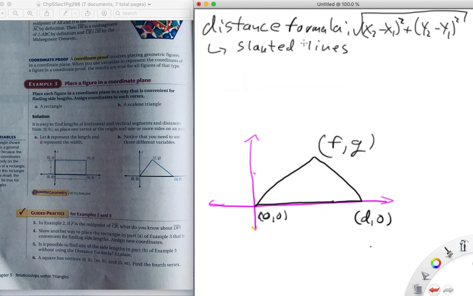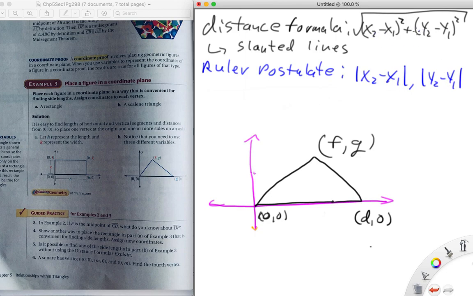But we can use something else. We can also use the ruler postulate. And the ruler postulate is the absolute value of, let's just use the x coordinate, x2 minus x1, right? Or in the y direction, we can say y2 minus y1. Instead of subtracting, squaring, adding them and square rooting, we can do the ruler postulate. The ruler postulate only works with horizontal and vertical lines only.